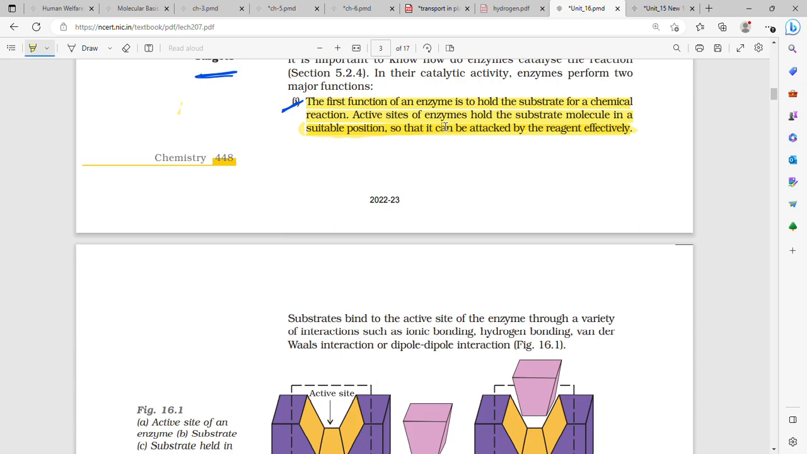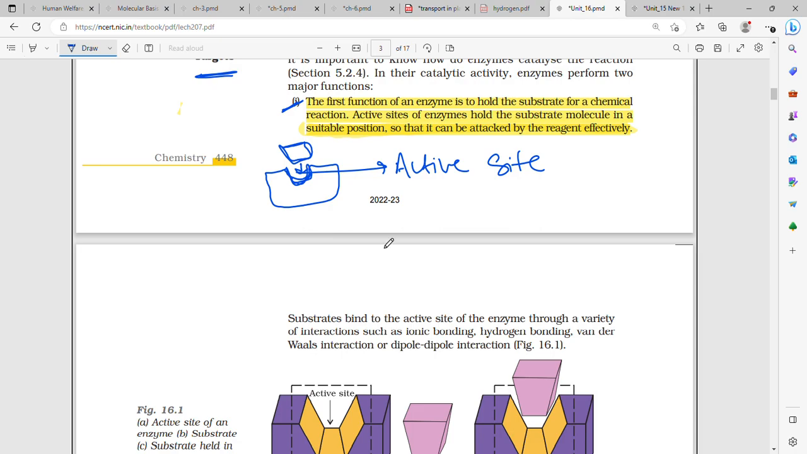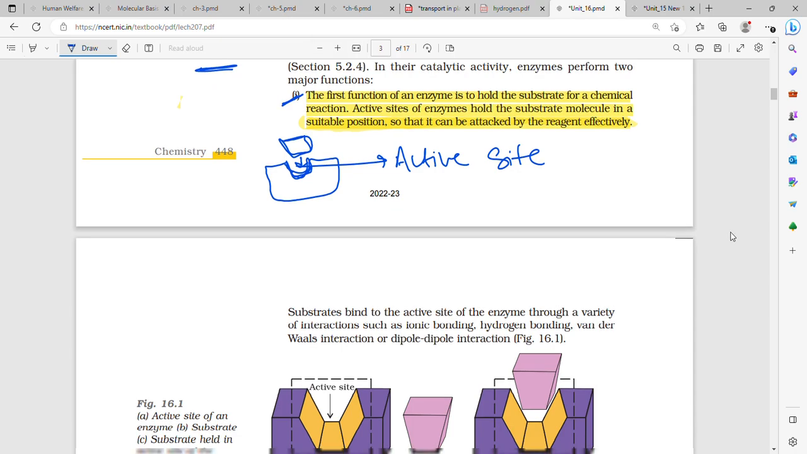The first function of an enzyme is to hold the substrate for a chemical reaction. Active sites of enzymes hold the substrate molecule in a suitable position so that it can be attacked by the reagent efficiently. So if this is an enzyme, and this is, let's say, the substrate, this will be the active site of the enzyme, and in this the substrate will be held in a suitable position so that it can be attacked by the reagent effectively.